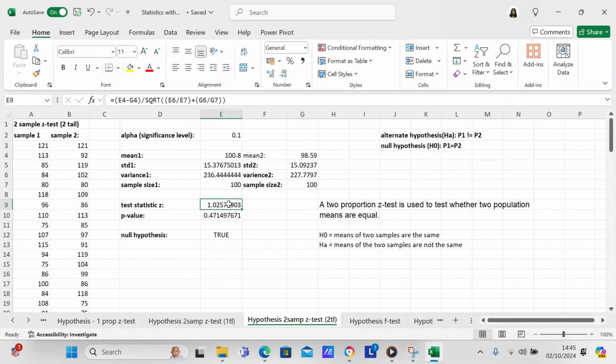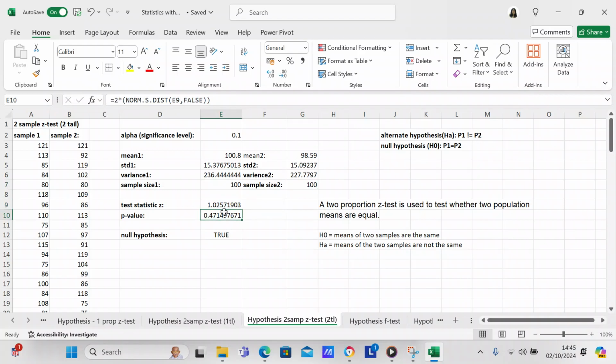Now we check our test statistic, and this is the formula that we're going to use for the test statistic: equals E4 minus G4. So we're going to subtract the means from each other, and it's going to be over the square root of the variance, that's E6 over E7, so the variance over the count for sample number 1, and then for sample number 2, it's going to be the variance over the count. And that's going to give you a test statistic of 1.2.